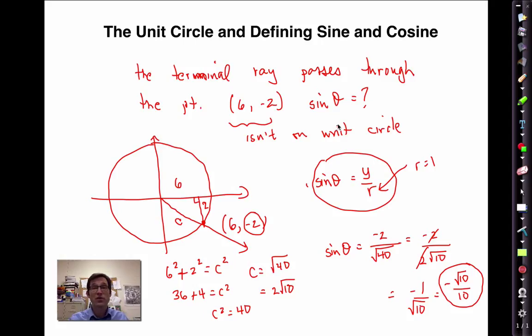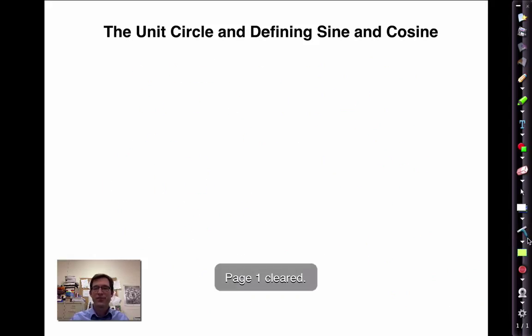Ultimately, the unit circle is absolutely, positively our best friend, because if I want to know the measure of the cosine or the sine, I just take the x-coordinate on the unit circle. That's my cosine. I take the y-coordinate on the unit circle. That's my sine. All right? I'm going to clear all this out, and then we'll keep going.